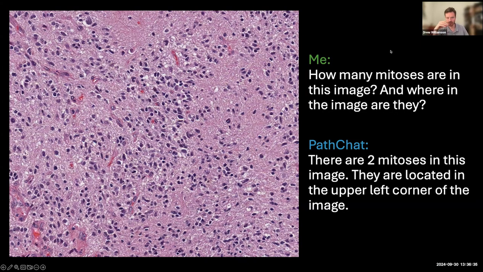That sort of information is, I'm sure, represented in some of those journal articles we put in the training data, but it was not specifically trained to do that. PathChat says there are two mitoses in the image in the upper left corner, and I really hunted through here, and I do not see that at all. So I think that's completely hallucinated. And obviously, that would be a huge issue if a pathologist or someone else is making their medical decisions based on these hallucinations.